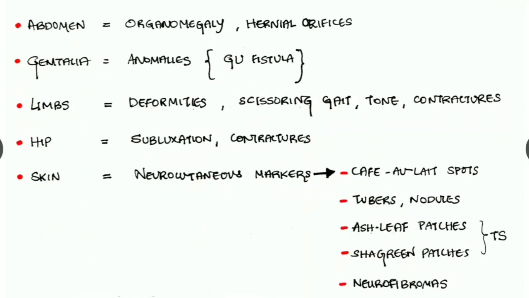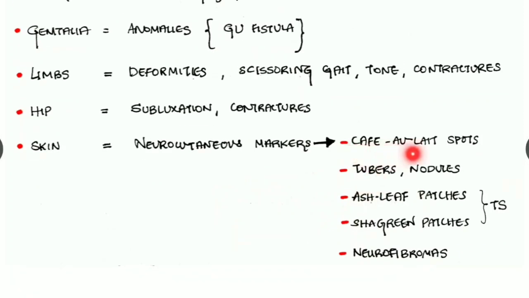In the skin, you have to search for neurocutaneous markers like café au lait spots, tubers, nodules, ash leaf patches and shagreen patches, which are features of tuberous sclerosis, and even look for neurofibromas.